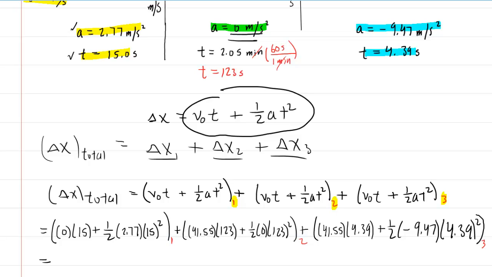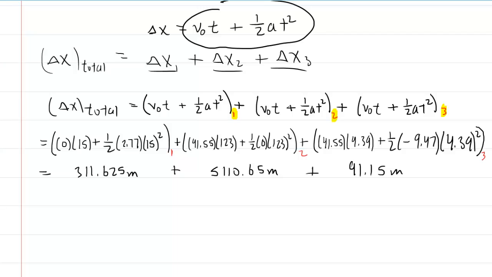Now the first set of values comes out to 311.625 meters, the second set of values comes out to 5,110.65 meters, and the third set of values is 91.15 meters. And we will actually use those individual displacements later on in the question. Once we add these all together, we get 5,513 meters. So this would be the correct answer, finally, to part A of the question.